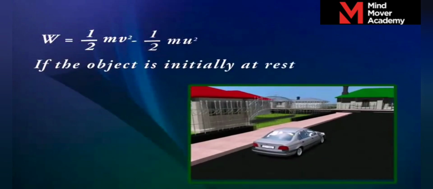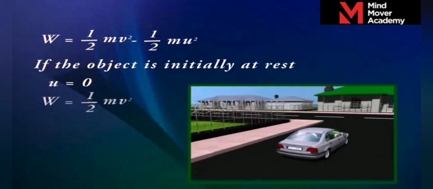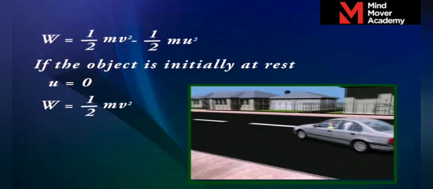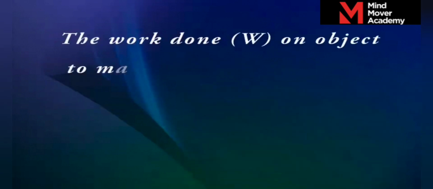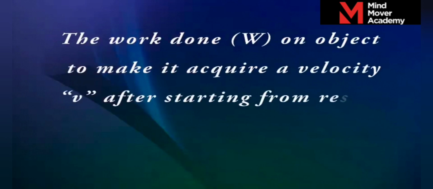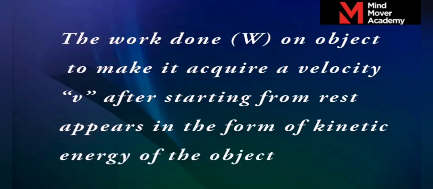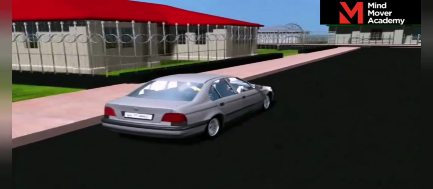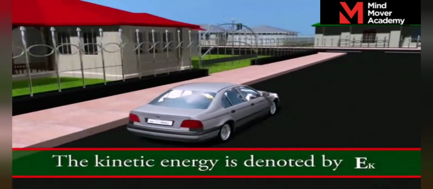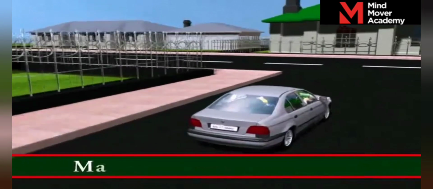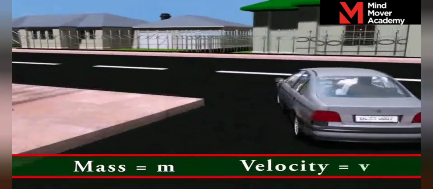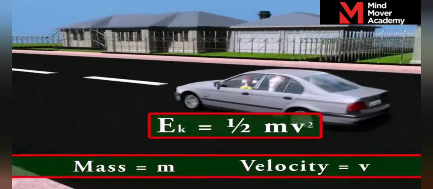If the object is initially at rest, that is, u = 0, we have W = ½mv². The work done, W, on the object to make it acquire a velocity v after starting from rest appears in the form of kinetic energy of the object. It is denoted by EK. Thus, the kinetic energy possessed by an object of mass m moving with a uniform velocity v is EK = ½mv².